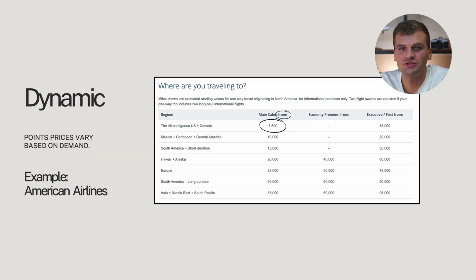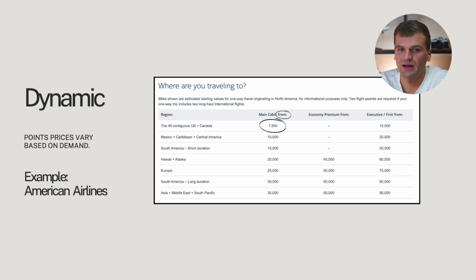The latest introduction to the miles game comes from most of the American carriers who have dynamic prices. And these prices vary based on the demand. It is very difficult to figure out what exactly they're doing and why they price it sometimes. But there are still great deals out there. For example, American says that they charge from $7,500 to fly within the 48 contiguous United States and Canada. But I've seen flights even less than $7,500.